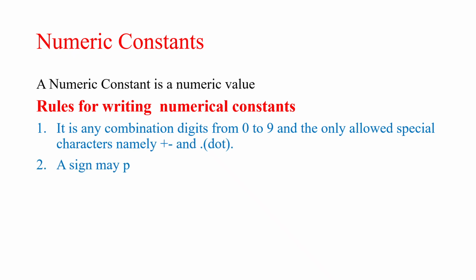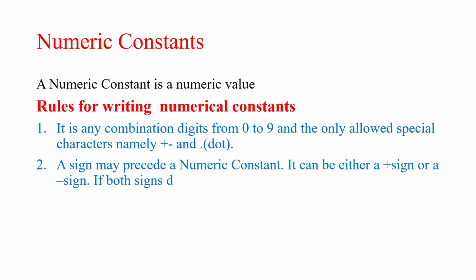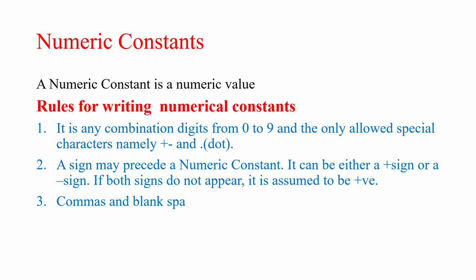A sign may precede a numeric constant. It can be either a plus sign or a minus sign. If no sign appears, it is assumed to be positive. Commas and blank spaces are not allowed in a numeric constant. A numeric constant cannot exceed its limit.